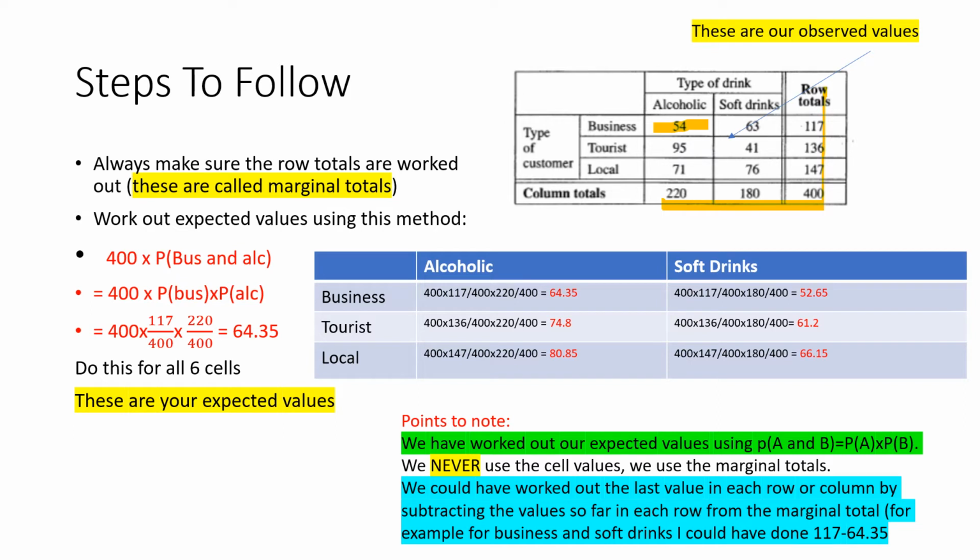So once you've worked out all bar one of any row, you can work out the last one just by subtracting it from the marginal total. Okay, and that's what we mean by independent cells. I didn't need the last cell's bit of information to work it out, because I can work it out from the marginal totals, and that's where degrees of freedom comes in.